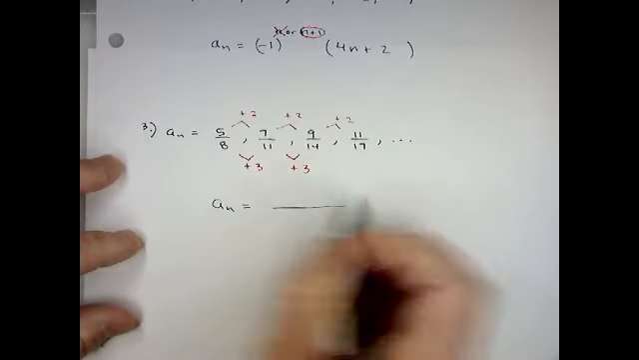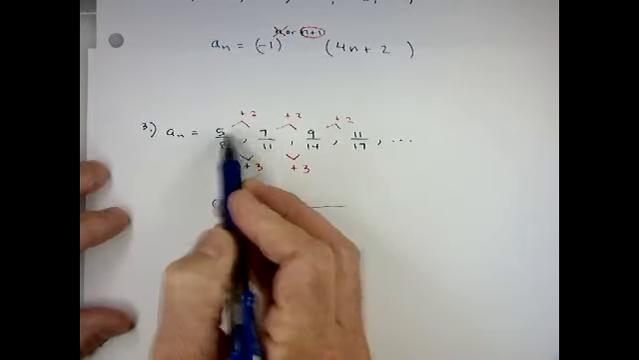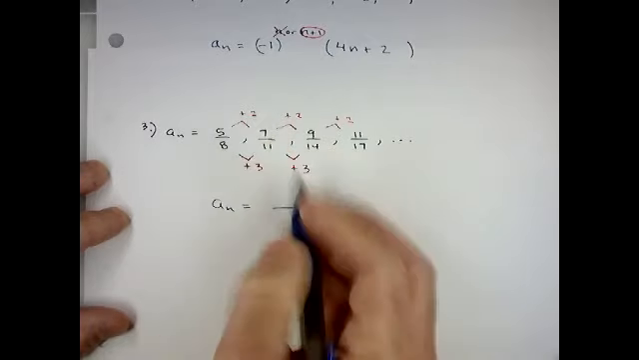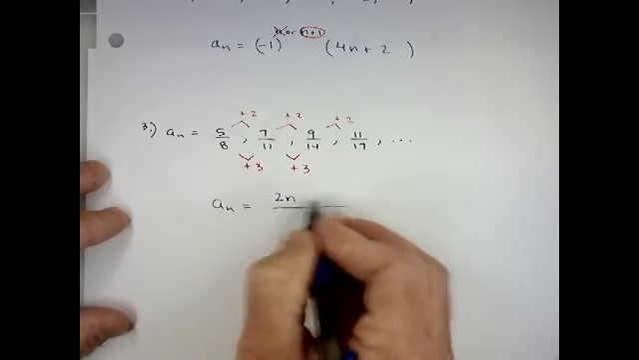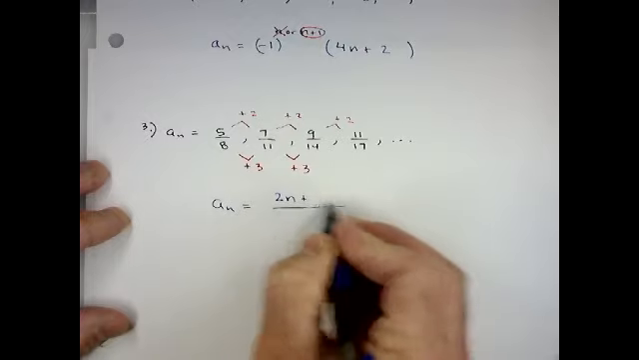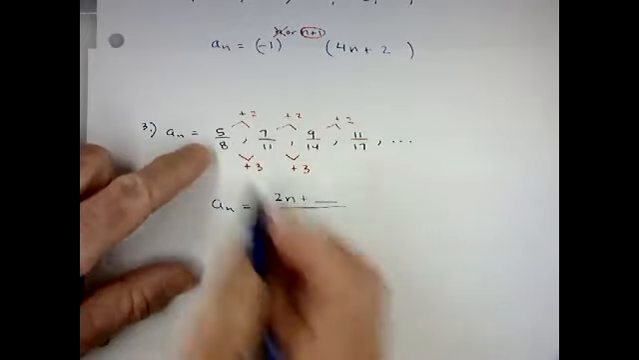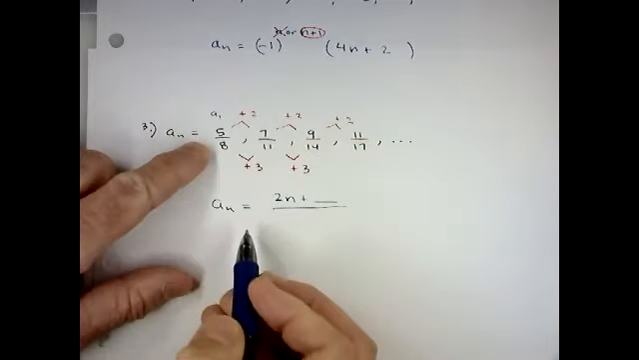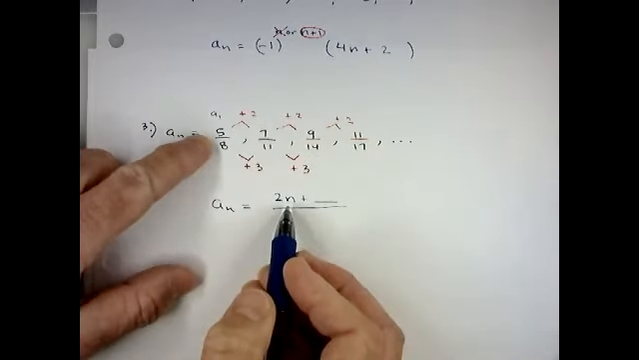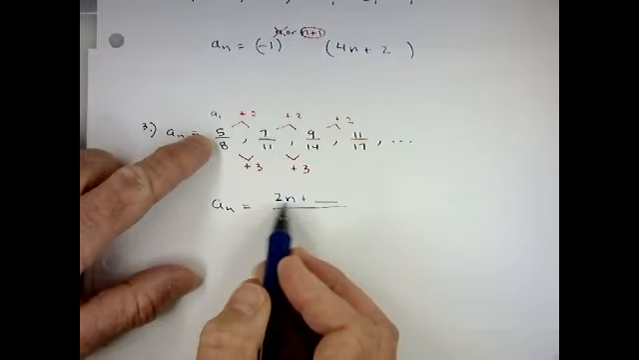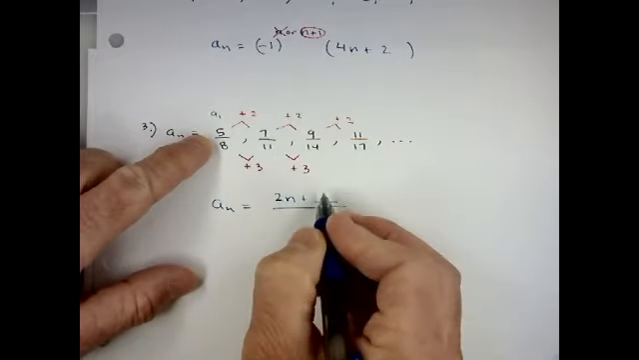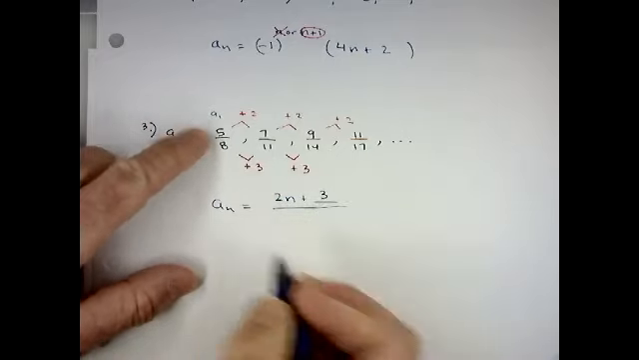My formula for the numerator, 5, 7, 9, since it's skipping by 2, it's going to have to start with 2n, right? Plus or minus some number. And remember how you can figure that out. If we plug in 1 for n, we're supposed to be getting 5. In this formula, 2 times 1 is only 2, so I would have to add 3 to that to generate a 5.